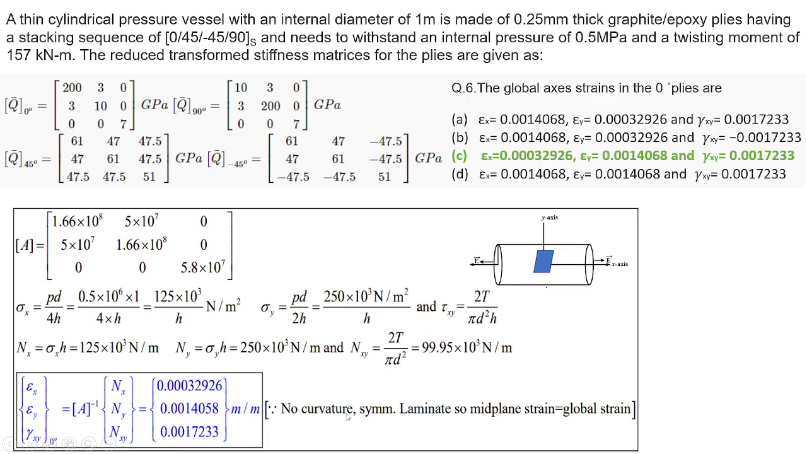Okay. Now next question. A thin cylindrical pressure vessel with an internal diameter of 1 meter is made of 0.25 mm thick graphite epoxy plies having a stacking sequence of 0, 45, minus 45, 90 symmetry and needs to withstand an internal pressure of 0.5 megapascal and a twisting moment of 157 kilonewton meter. The reduced transformed stiffness matrices for the plies are given. So they are asking for the global axis strains in the 0-degree plies.